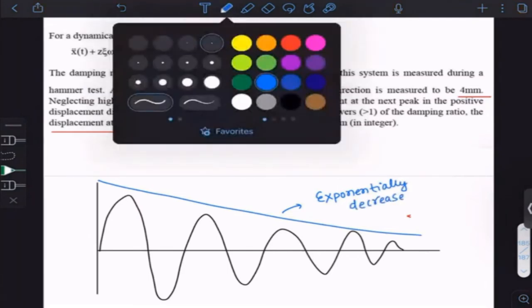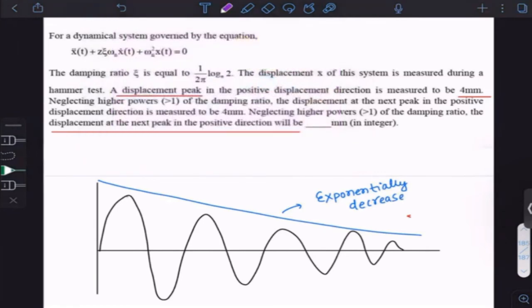Okay, so this is your x1, suppose. This is your x2. The first amplitude is your x1. x1 amplitude is given to us. x1 is 4 mm, right? And x2 we need to find out.